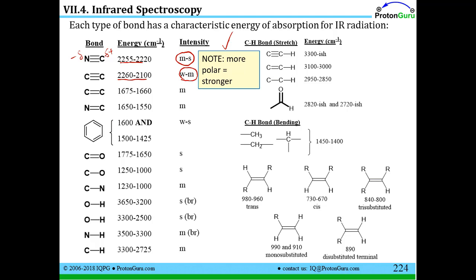And you'll see similar trends for a CO double bond that's very strong all the time, compared to, say, a CC double bond, which is just medium, or an OH bond, which is very strong. BR means broad, meaning that its shape would be like that, instead of sharp, like the other peaks that aren't indicated as being broad. So CH medium, sharp, OH broad and strong. So the polarity has something to do with the intensity of the peaks as well.